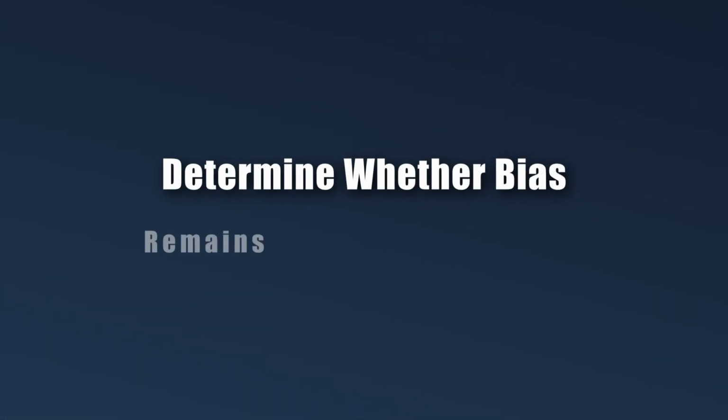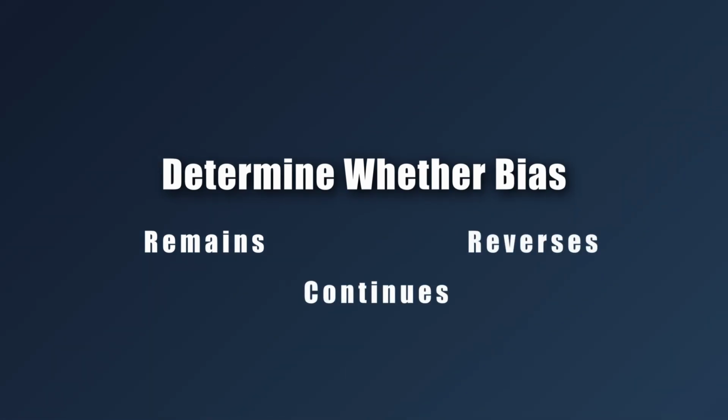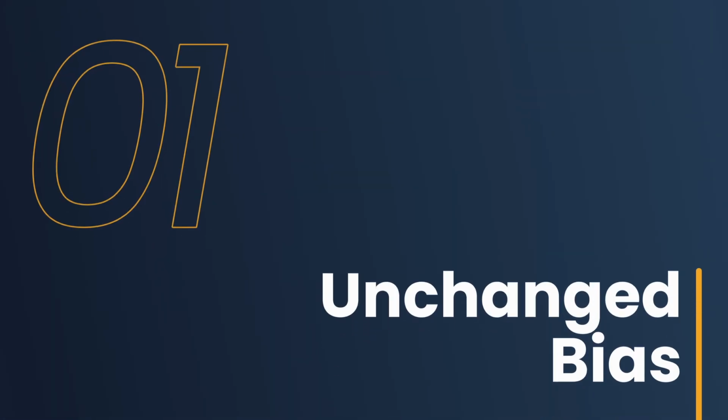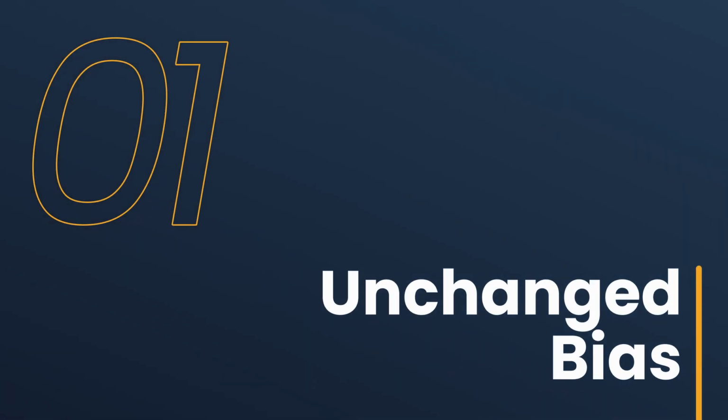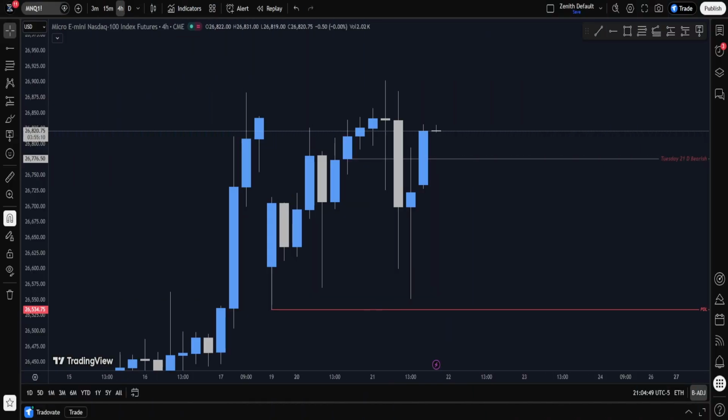There are 3 possible scenarios that determine whether bias remains the same, continues, or reverses. The first scenario is an unchanged bias. This simply means that if the daily bias is bullish, the overall bias remains bullish. This happens when price fails to sweep the daily target before the 10 a.m. 4 hour candle opens, which in this case is exactly what happened for the day. The daily bias is bearish, so the target would be previous day low, and price failed to reach that by the 10 a.m. candle. If the daily target is taken, we move into scenarios 2 and 3.